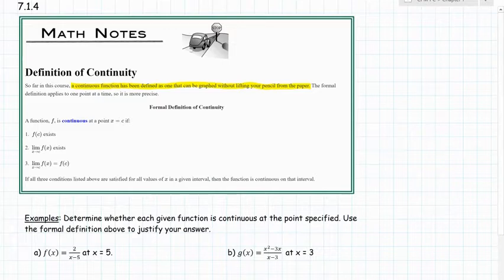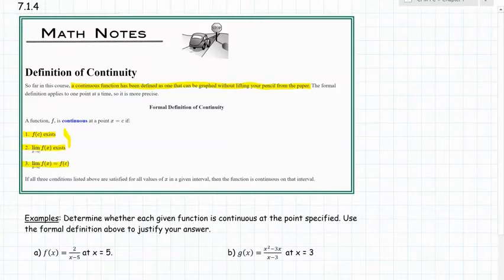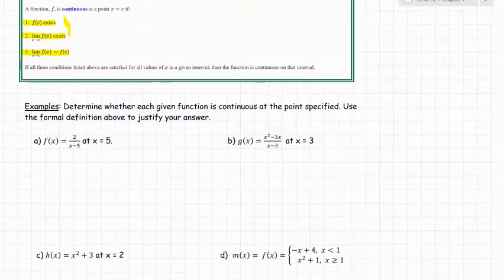says in order for a function to be continuous at some point c, f of c needs to exist. The limit as x approaches c needs to exist. And then these two things need to be equal to each other, which is stated in the third step. So it's a three-part test. And so we'll go ahead and look at some examples of how we can use that formal definition to show that a function is continuous at a given point.